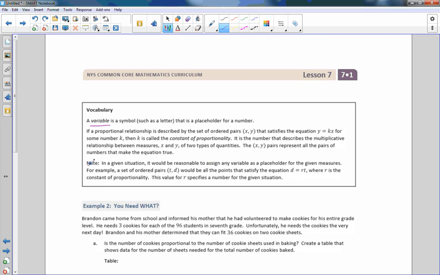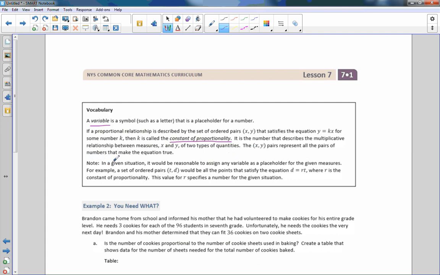If a proportional relationship is described by the set of ordered pairs x comma y that satisfy the equation y equals k times x for some number k, then k is called the constant of proportionality. It is the number that describes a multiplicative relationship between measures x and y of 2 types of quantities. The x-y pairs represent all the pairs of numbers that make the equation true. If I plug an x in and I don't get a y out that makes the equation true, then I did something wrong, or it is not in proportion. It's not a proportional relationship.